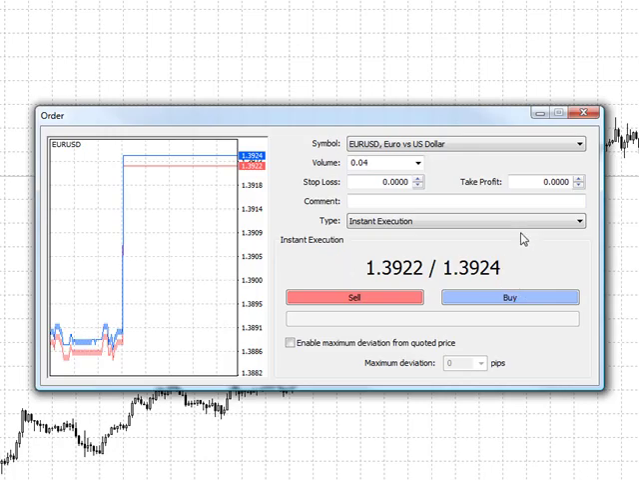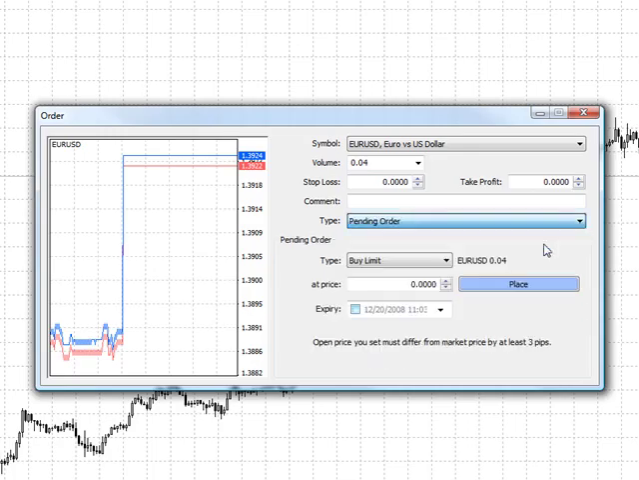But if you want to do any of the other orders, such as a buy stop, sell stop, buy limit, sell limit, then you need to click the drop down box right here and then click on pending order. Now you'll see the window change. And now you need to click this drop down box to select the order type that you want. Okay, so let's do a buy limit.